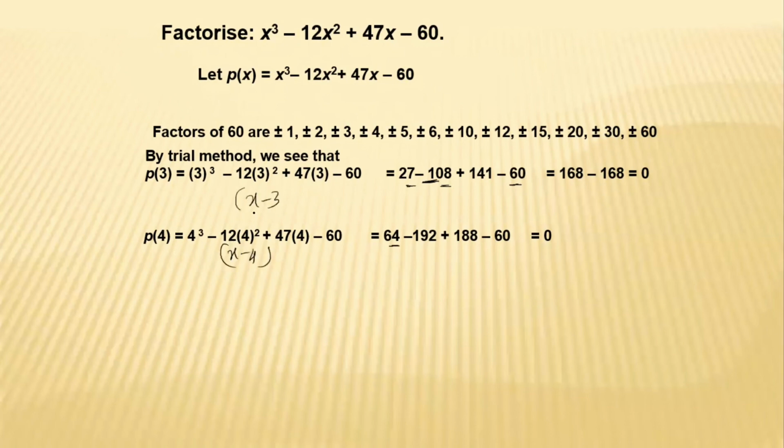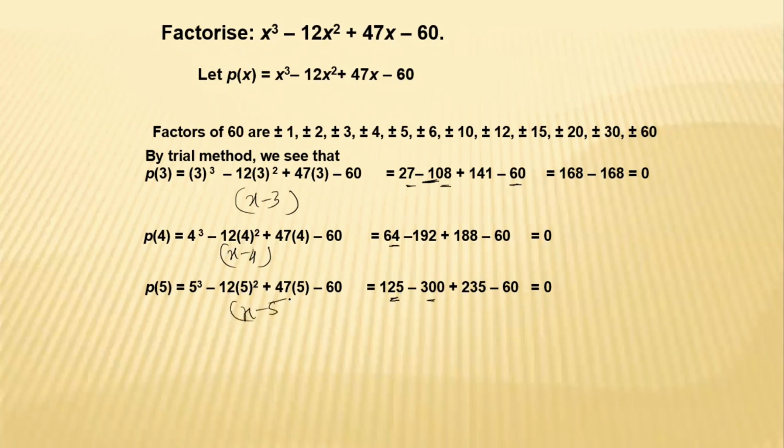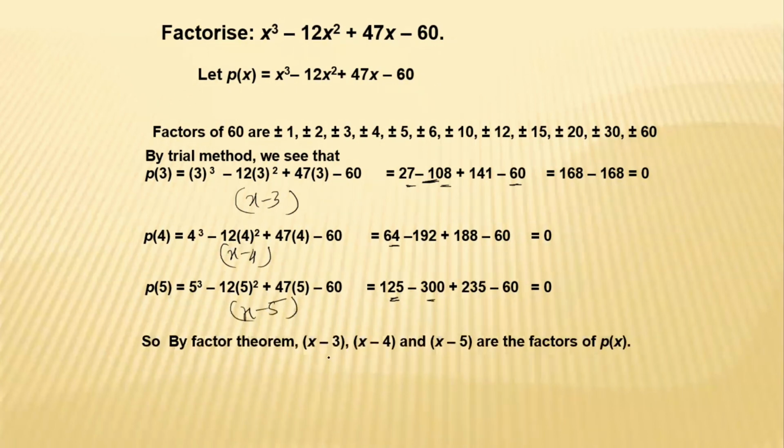Like here, x minus 3 is a factor. Let's try with p of 5. So 5 cube is 125. 5 square is 25. 25 into 12 is 300. And 47 into 5 is 235. Minus 60, we get this as 0. So we get here that x minus 5 is also a factor. So this is how by factor theorem, we get x minus 3, x minus 4, and x minus 5 as the factors of p of x. Thus, x cube minus 12x square plus 47x minus 60 is nothing but the product of x minus 3, x minus 4, and x minus 5.